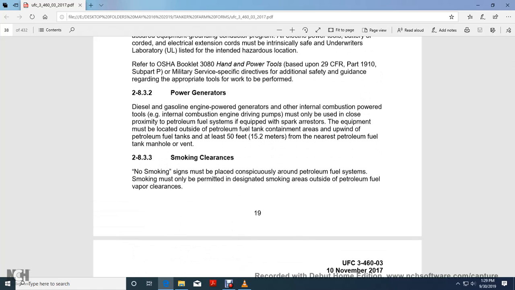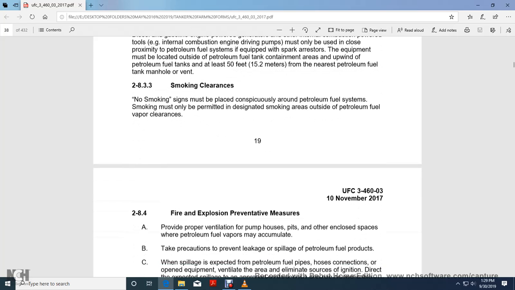2.8.3.2 Power generators. Diesel and gasoline engine power generators, other internal combustion power tools, and internal combustion engine driven pumps must be either in a closed proximity petroleum fuel system equipped with a spark arrestor, or, if the equipment must be located within the operation of the petroleum fuel tank containment area, upwind of the petroleum fuel tank at least 50 feet from the nearest petroleum fuel tank manhole vent.